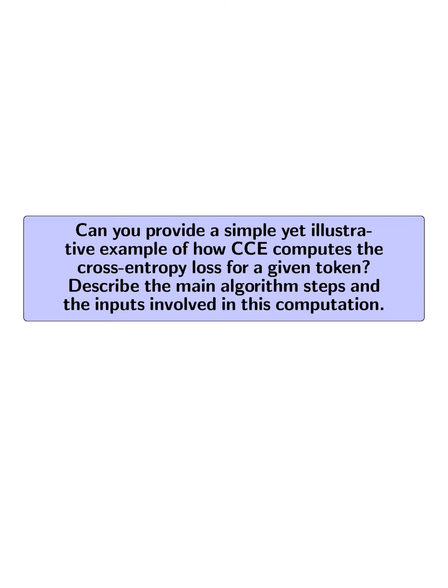Can you provide a simple yet illustrative example of how CCE computes the cross-entropy loss for a given token? Describe the main algorithm steps and the inputs involved in this computation.